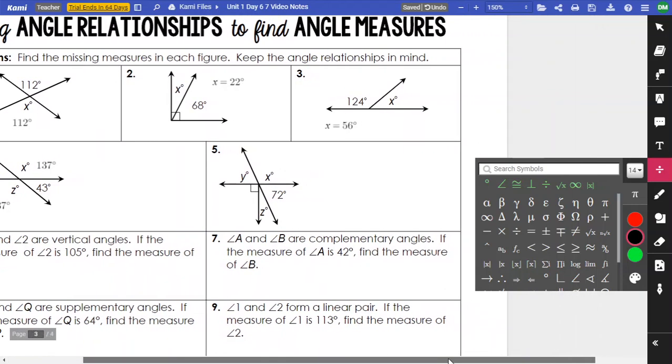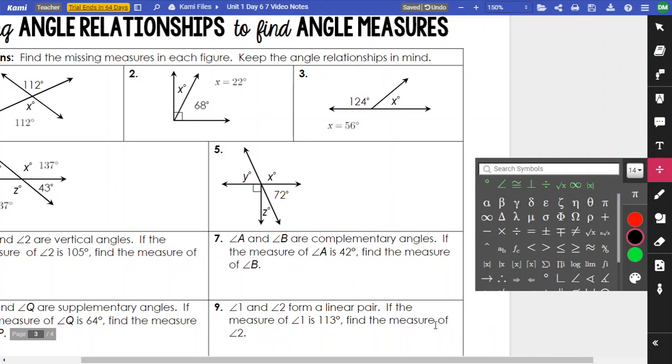Okay, moving on to number 5 here. We've got, again, x, y, and z, and we could solve these in whatever order we want. But let's just start with x again. If we look at this 72-degree angle and this x, what is the important relationship?